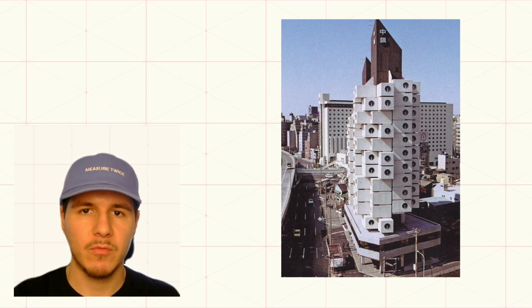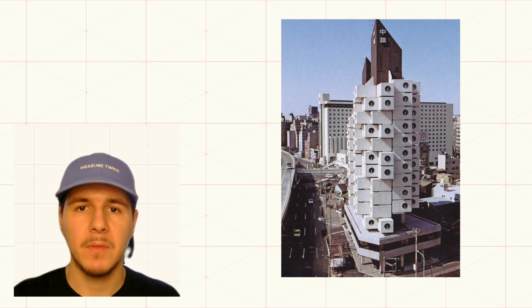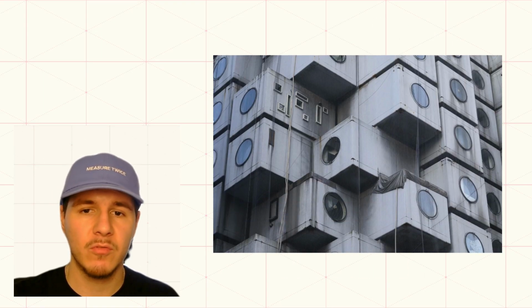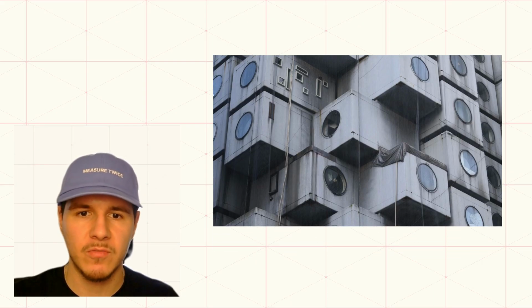Built in 1972, Kisho Kurokawa's Nakagin Capsule Tower stood as one of the most interesting pieces of modular design out there. With its 140 identical capsules, the units could be standardized, built cheaply, and carried in the backs of trucks.